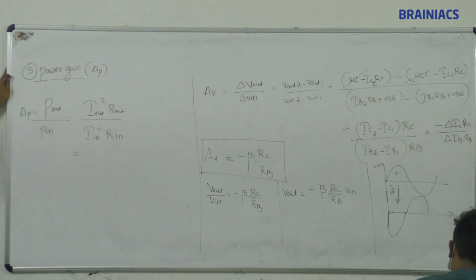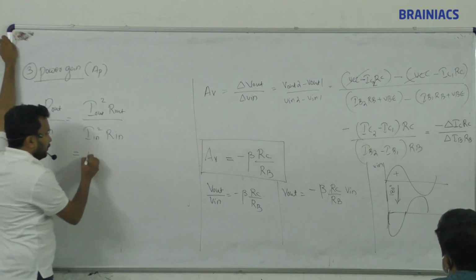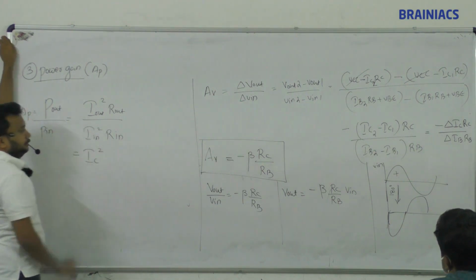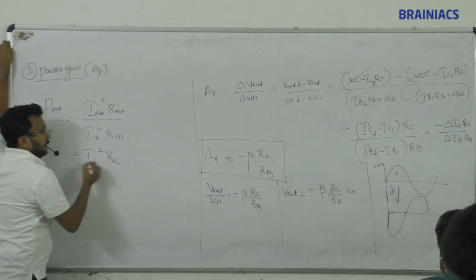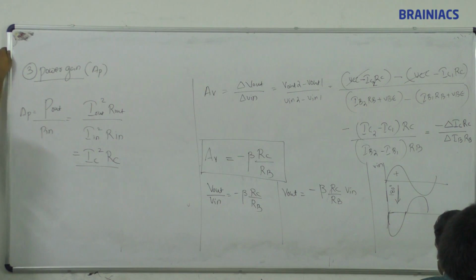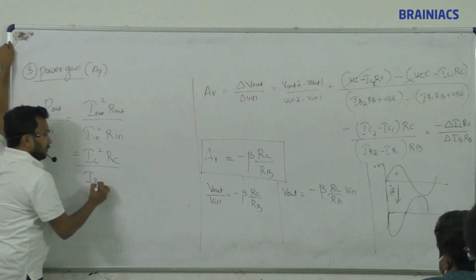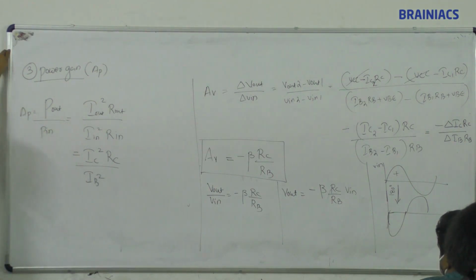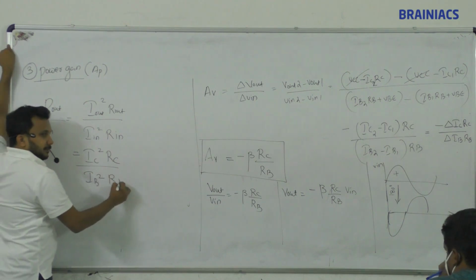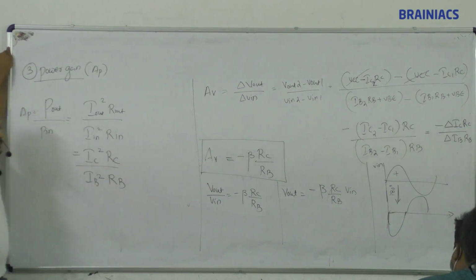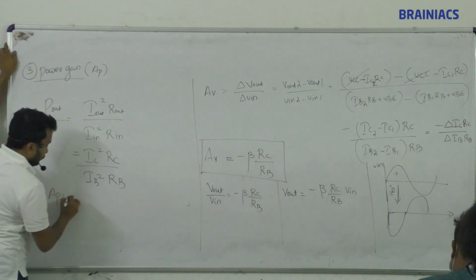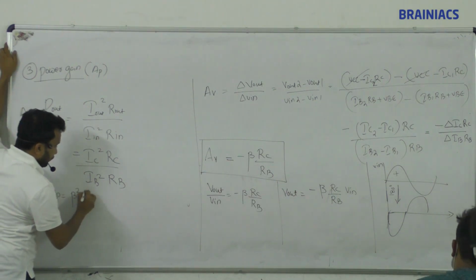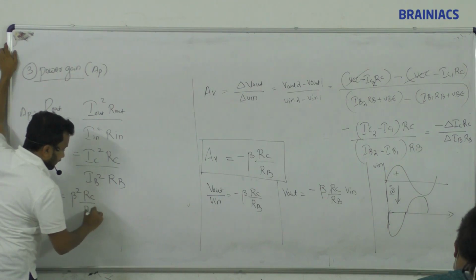What is the output current of a transistor? Common emitter IC. So IC squared into output resistance is what? RC. By input current is what? IB. So IB squared. What is the input resistance? RB. RB is external. IC squared by IB squared is called beta. AP equal to beta squared into RC by RB.